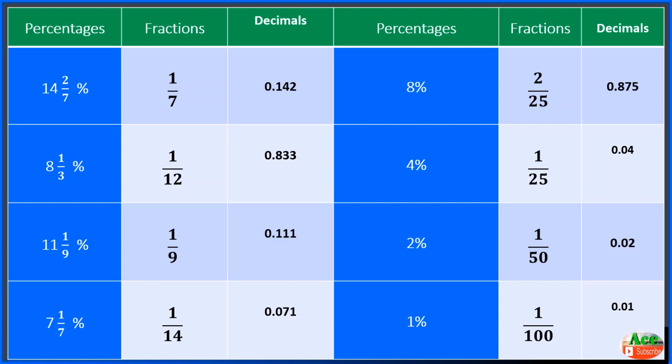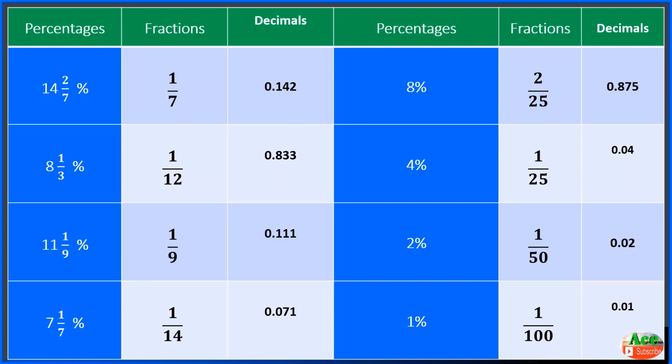11 and 1/9% can be expressed as a fraction 1/9, and as decimal 0.111. 7 and 1/7% can be expressed as a fraction 1 by 14, and as decimal 0.071.